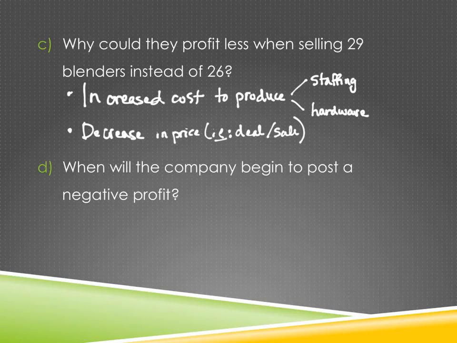The second contextual question says, when will the company begin to post a negative profit? All right, so we're going to have to go back to our calculator to do that, but negative profit would mean what contextually? Are we selling blenders if we're posting a negative profit? Yeah, we're still selling blenders, but our expenses are more than our revenues, right? The cost to make our items is actually more than people are paying us for them.